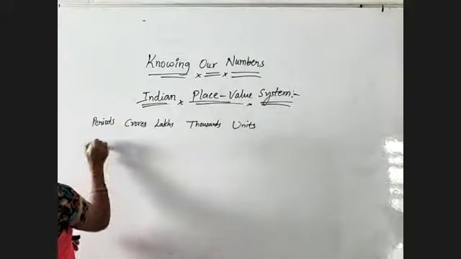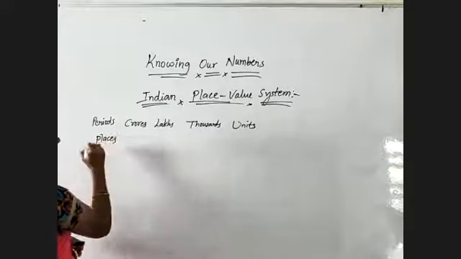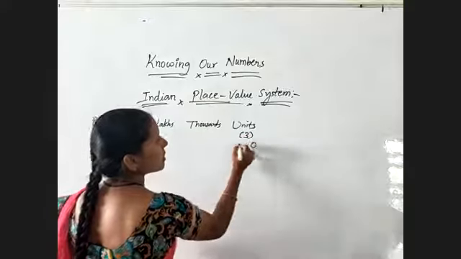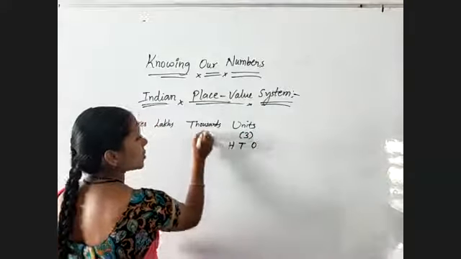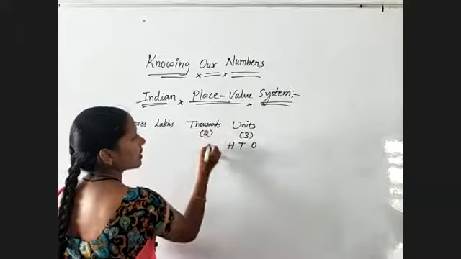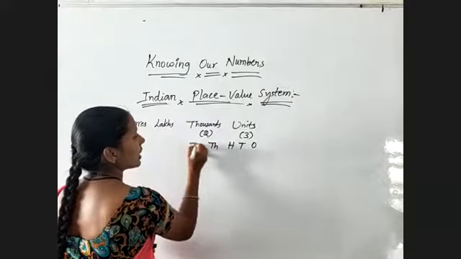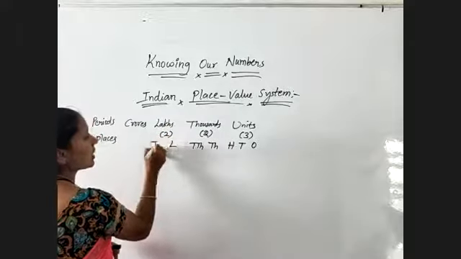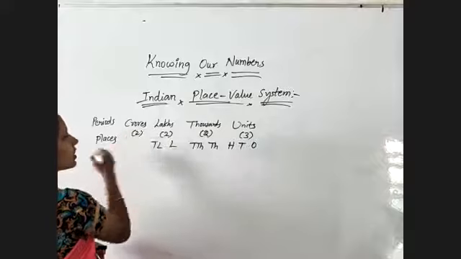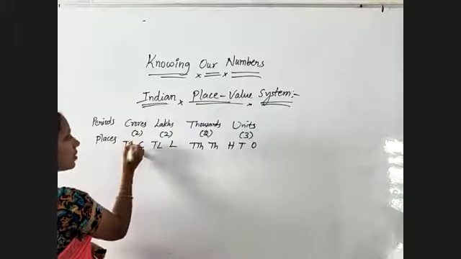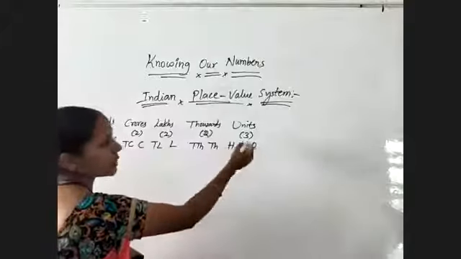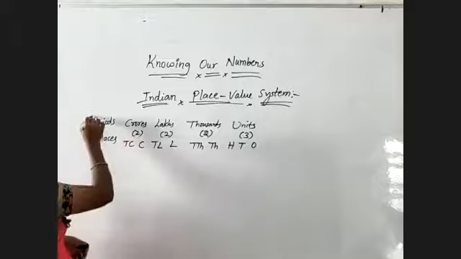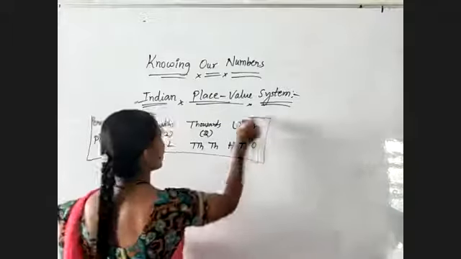Now, how many places does each period have? As I told you yesterday, the unit period has three places: 1, 10, 100. The thousands period has two digits, that is thousands and 10,000. The lakhs period also has two digits, lakh and 10 lakhs. The crores period also has two digits, crores and 10 crores. So except the unit period, every remaining period has only two digits. We studied this yesterday.